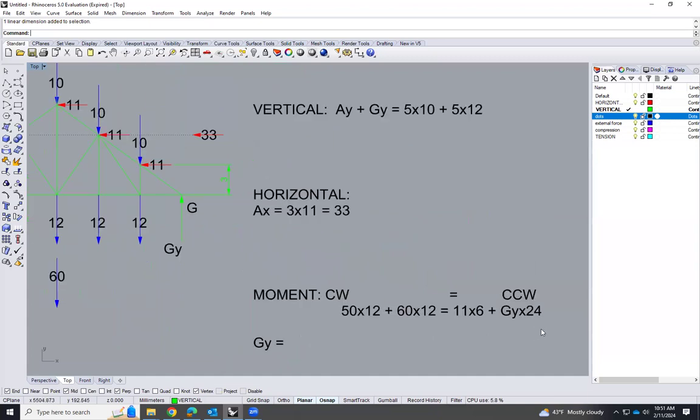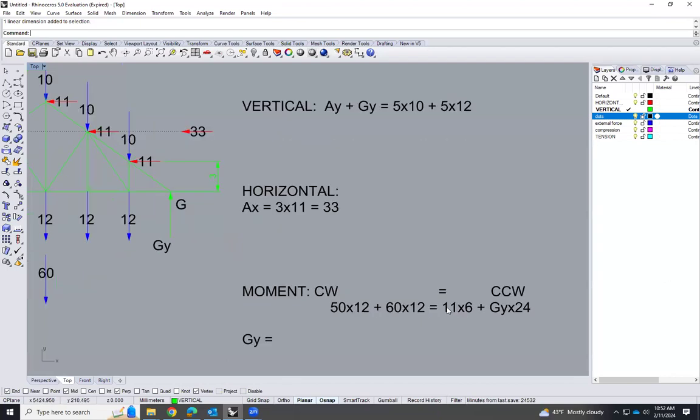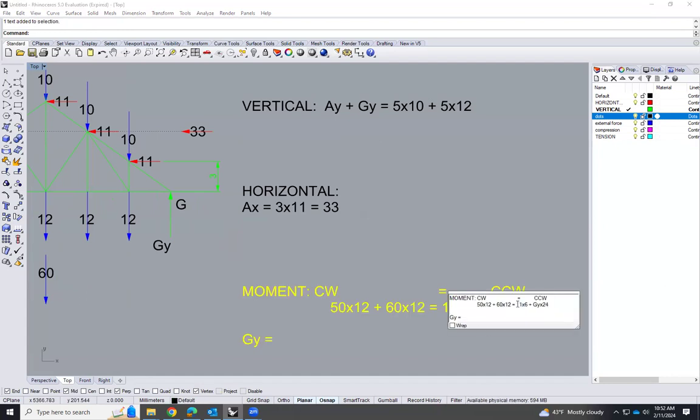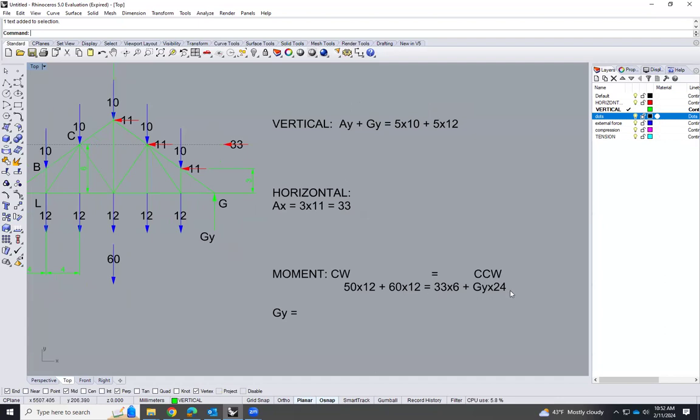So in this moment equation, on the counterclockwise side of the equation, we have 11. Sorry, this is not 11. It's the resultant, 33 times 6. Okay, it could be 11 times 3 plus 11 times 6 plus 11 times 9, but the resultant is 33 times 6. And then plus Gy times 24. Okay, so we solve this and we get Gy.